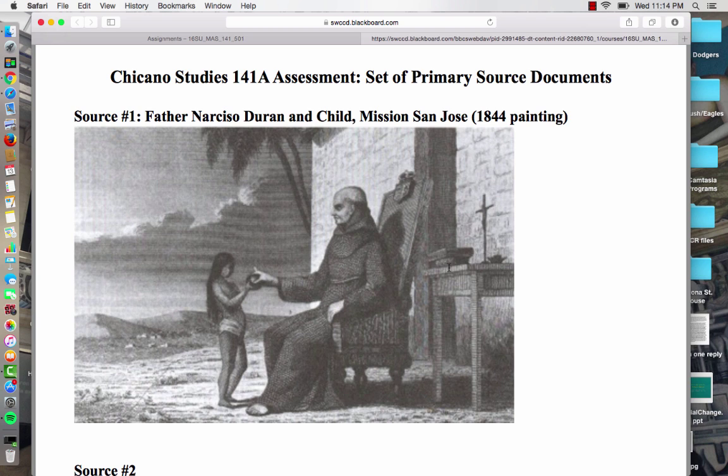Civilized society to the Indian girl, and also to her people too. So definitely a lot of important imagery going on here. So just look at this carefully and tell me what you think is going on here when you look at this painting of Father Duran.